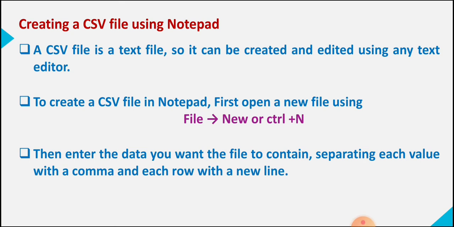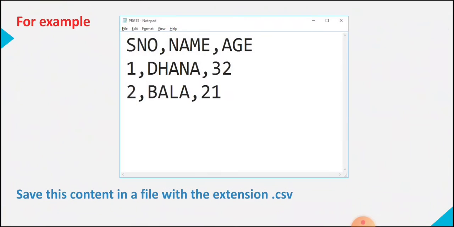Then enter the data you want the file to contain, separating each value with a comma and each row with a new line. How can you separate the lines? By using the Enter key. When you press the Enter key to move on to the next line, the first line is completed. And the data are separated by commas or any other delimiters.